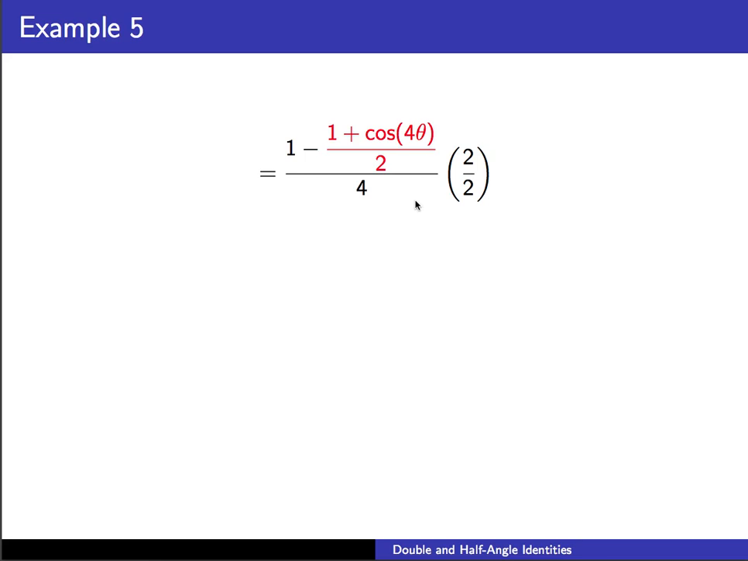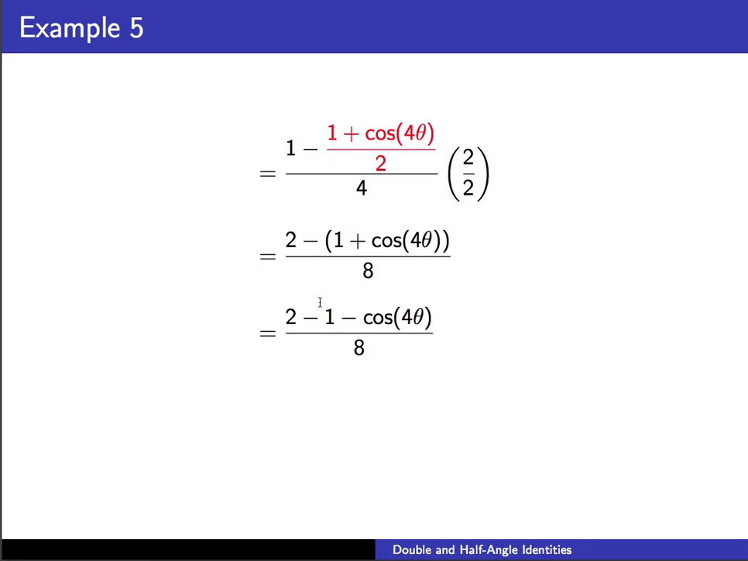If we multiply everything by 2, that'll clear out our fraction here with our tiny denominator. So we get 2 minus the expression 1 plus cosine of 4 theta, all over 8. Don't forget, we do have a minus here, so we will have to distribute. Distributing our negative through, we get 2 minus 1 minus cosine of 4 theta, which simplifies to 1 minus the cosine of 4 theta all over 8.